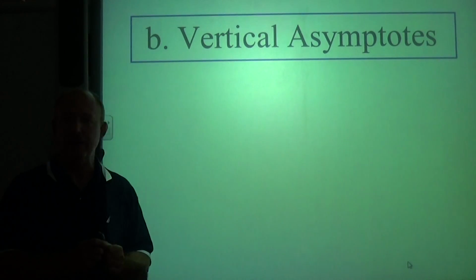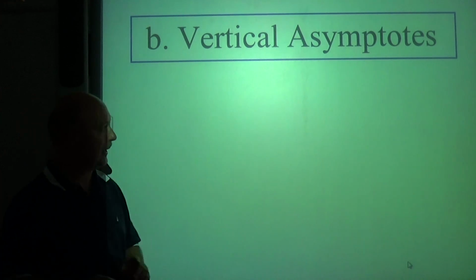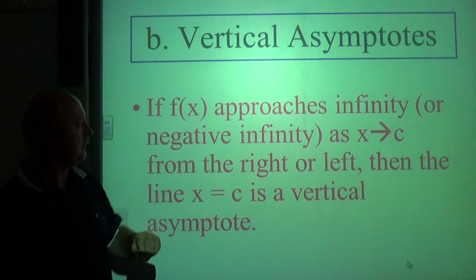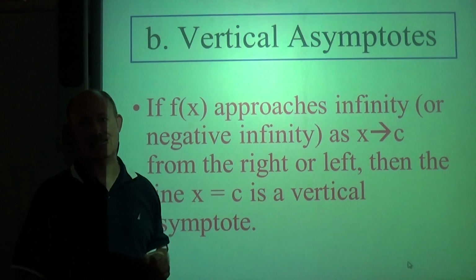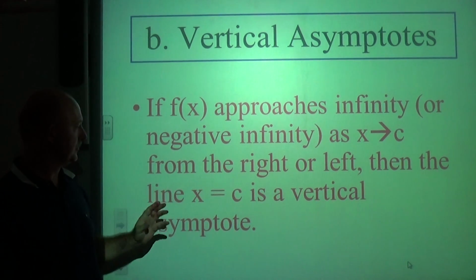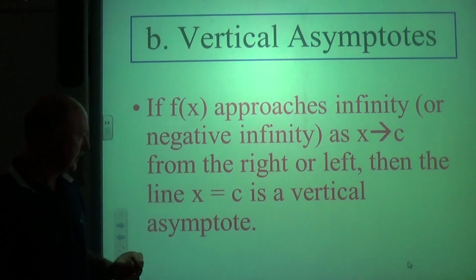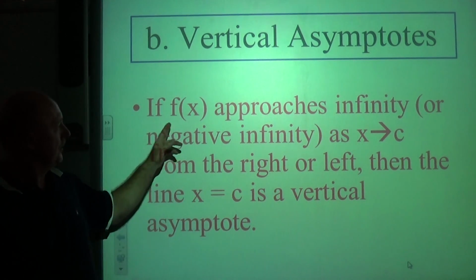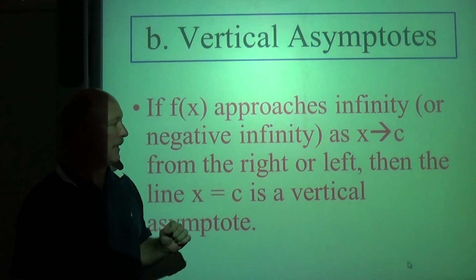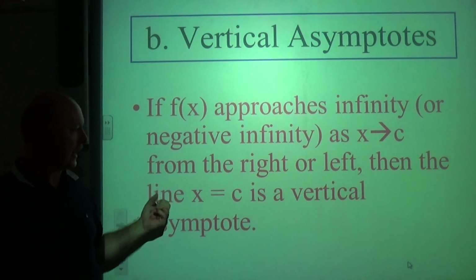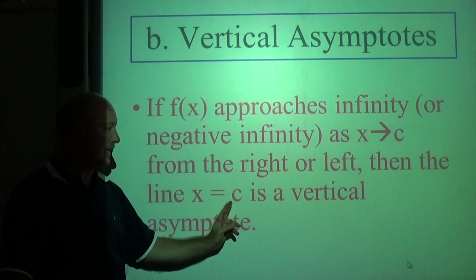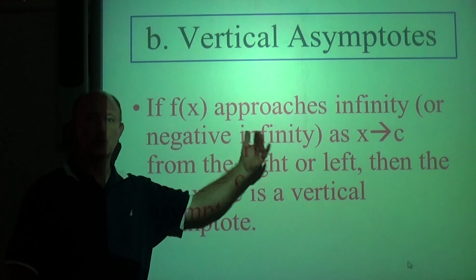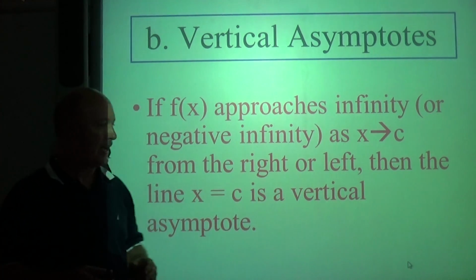Let's take a look at some vertical asymptotes next. First, let's define what a vertical asymptote is. If f of x approaches infinity or negative infinity as x approaches c, so if you have an infinite limit from the right or left, then the line x equals c is your vertical asymptote. So our vertical line is always x equals some number, and that'll be our vertical asymptote.